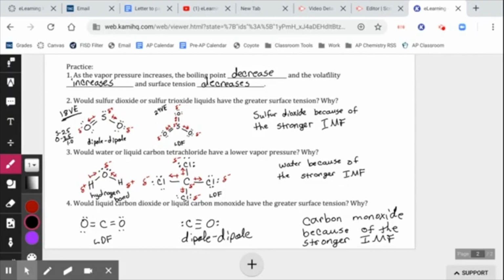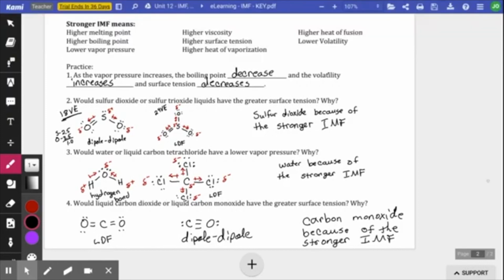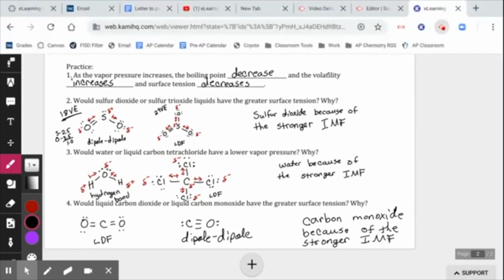So H2O would form a hydrogen bond, and CCl4 would form an LDF. So that would make water have a lower vapor pressure because it does have a higher IMF. And then for question 4, you've got carbon dioxide, which forms LDF because it's a nonpolar molecule. And then you've got carbon monoxide, which is dipole-dipole because they do have a polar bond that forms between them. So carbon monoxide would have the greater surface tension because it does have the stronger IMF.